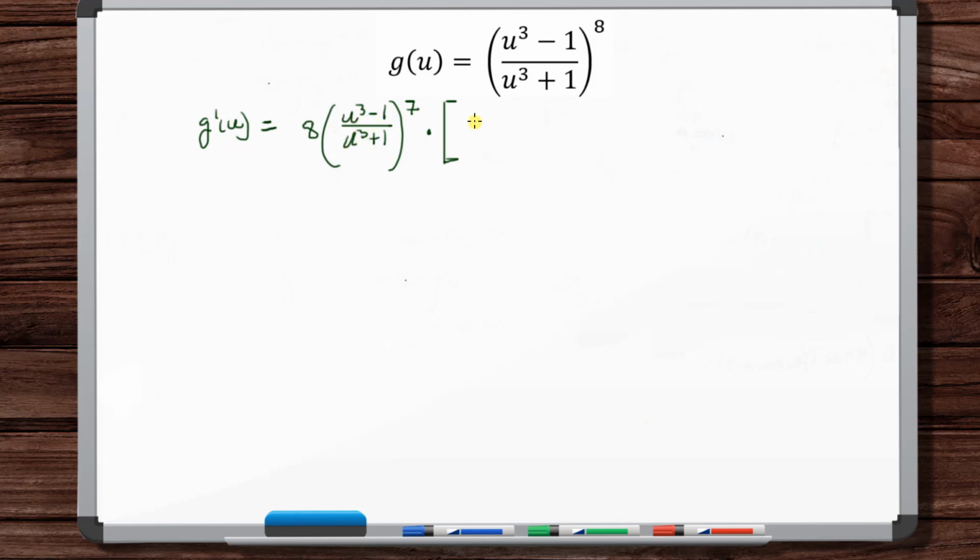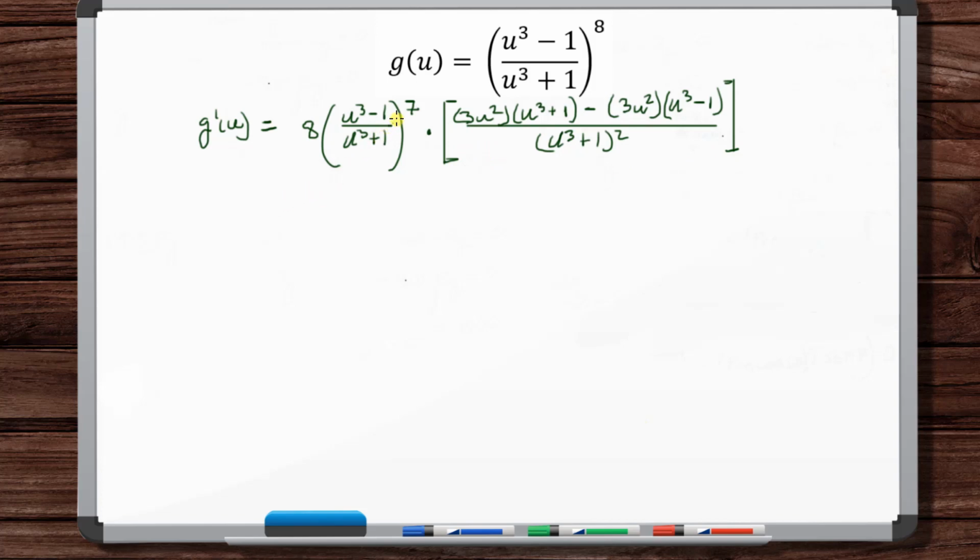So to do this, we need to use the quotient rule again. Okay, so the derivative of the top, 3u squared, times the bottom, minus the derivative of the bottom times the top, all over the bottom squared. Okay, once again, that's the derivative. You're done with the derivative, but let's simplify this as much as we can.